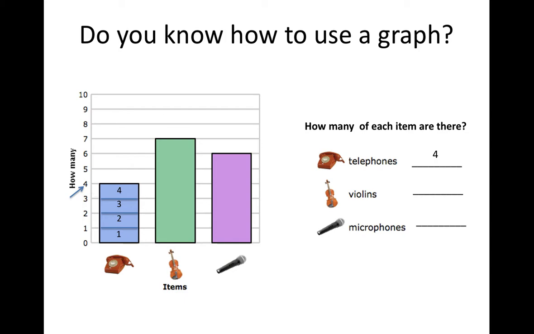So again, we had 4 telephones, 7 violins. So over here would be 1, 2, 3, 4, 5, 6, 7. And then 6 microphones. And if we were to count, it would be 1, 2, 3, 4, 5, 6. Just like how they counted here, 1, 2, 3, 4.